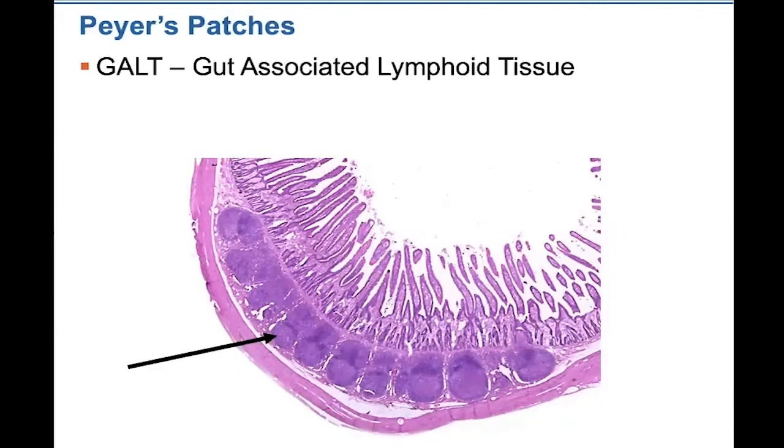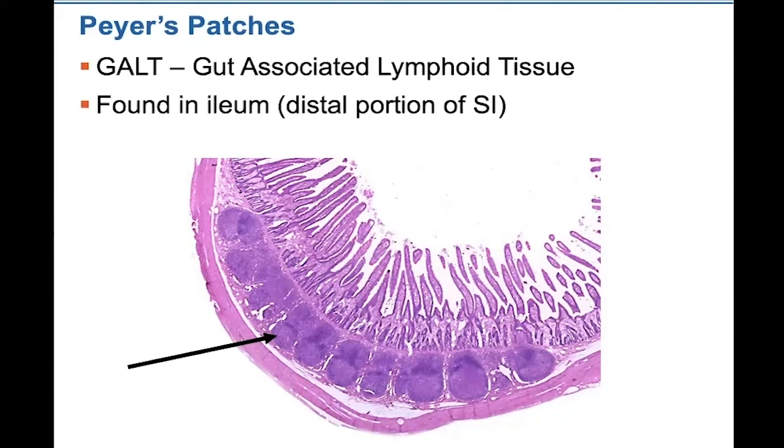Peyer's patches are going to be part of GALT because they are located in the alimentary canal, specifically in the distal portion of the small intestine, the ileum. They increase in number as you get closer to the large intestine.